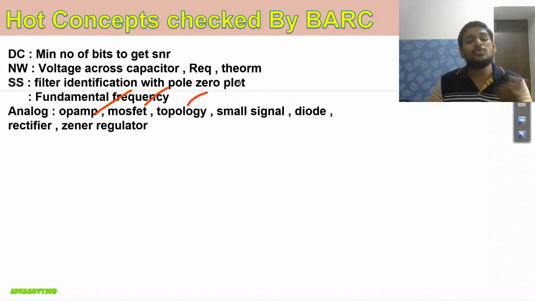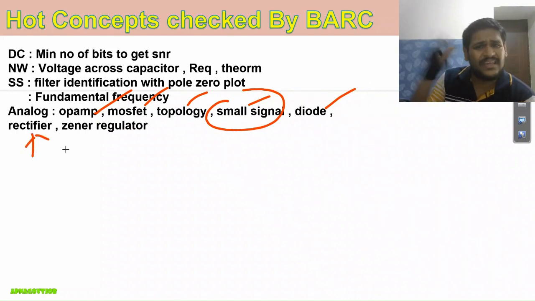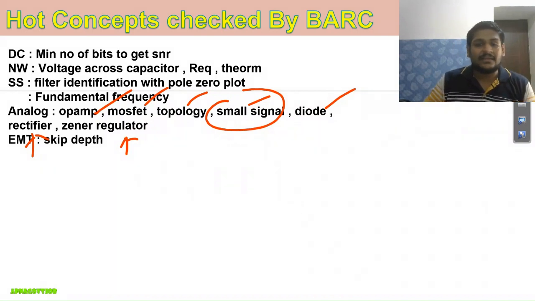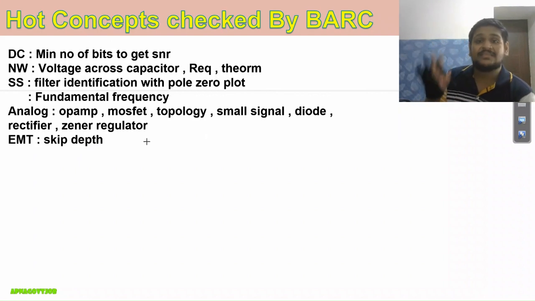Then MOSFET also, 2 to 3 questions. One topology question was there, it was easy, then a small signal analysis question. I don't know whether you attempted it or not, so in the comment section let me know whether you attempted the small signal analysis question. Then based on diode, one question was whether the diode is on or off. Rectifier, they always ask every time, and one question from a regulator, where we need to give the range of load current.